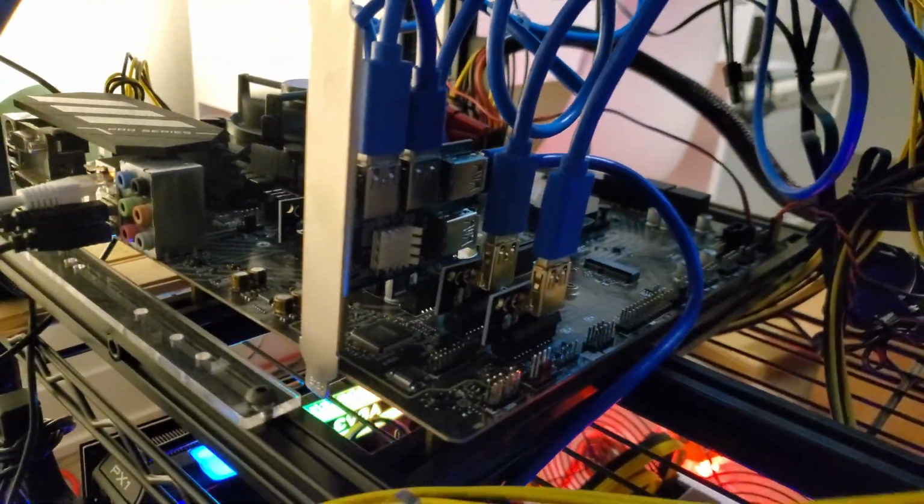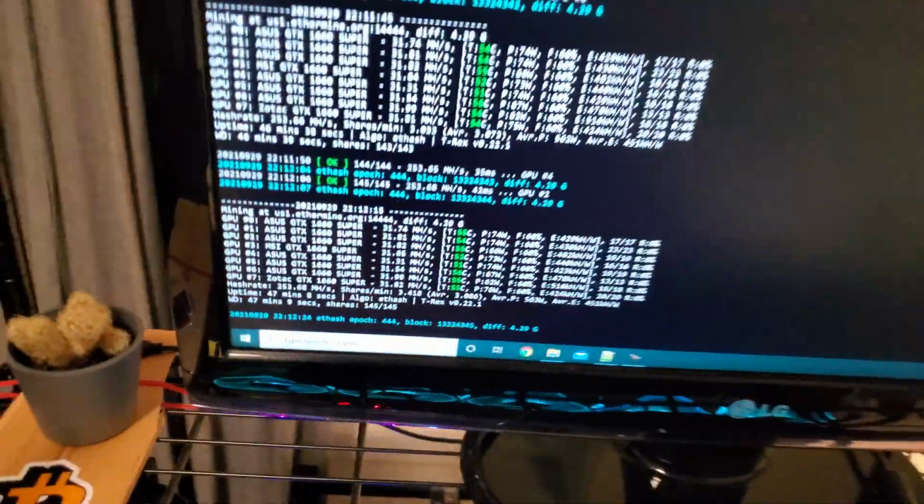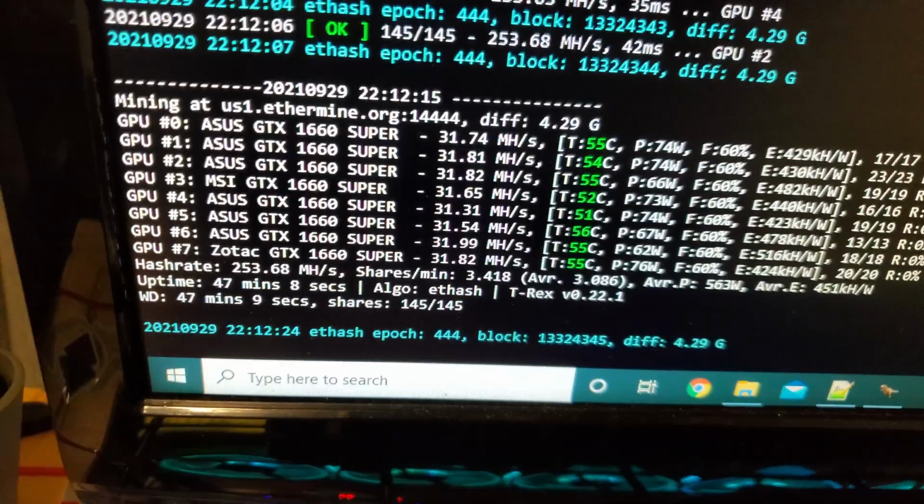And now with 3 total cards plugged into the PCIe splitter, it's still working flawlessly. Again, no complaints. We have it mining. This time it's been going for 45 minutes.